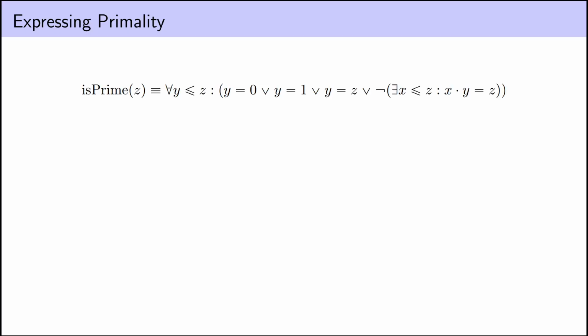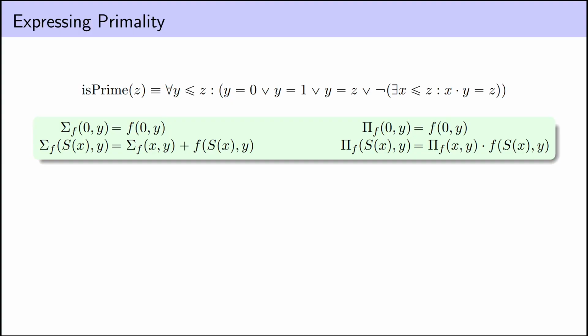And you could probably come up with some sort of tricky way of doing this directly, but let's practice translating expressions with bounded quantifiers into primitive recursive notation. So let's start by expressing our isPrime predicate using bounded quantifiers. A number z is prime if for every number y less than or equal to z, either y is 0, 1, or z, or y does not divide z. That is, there's no x less than z with x times y equal to z.